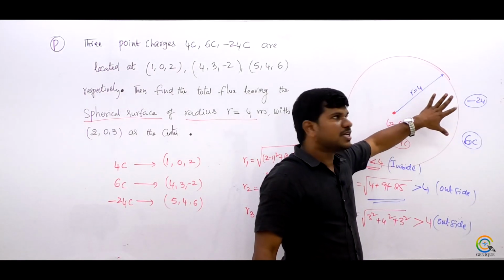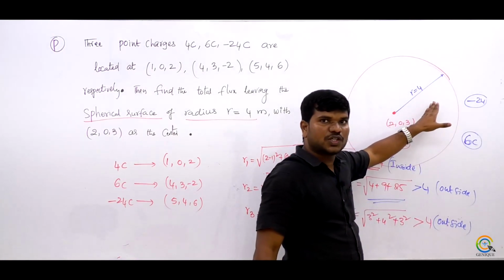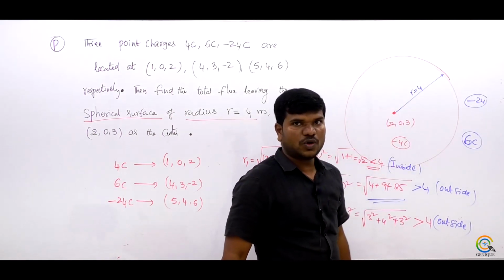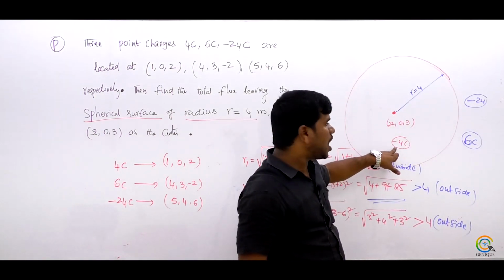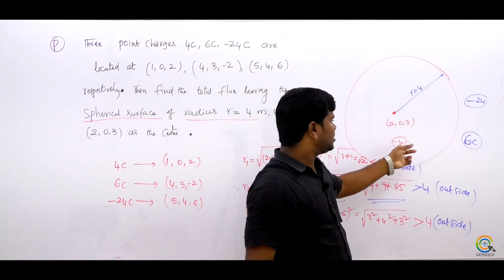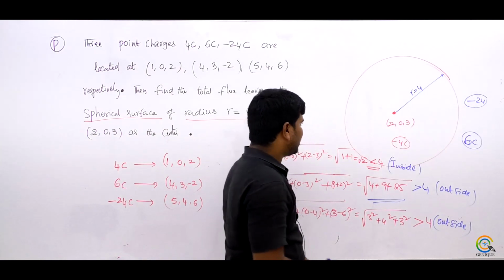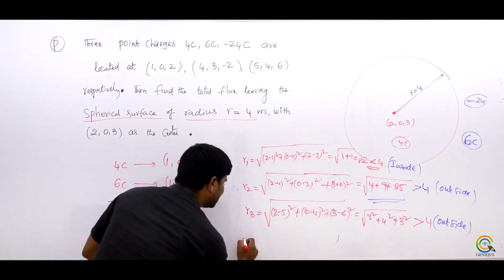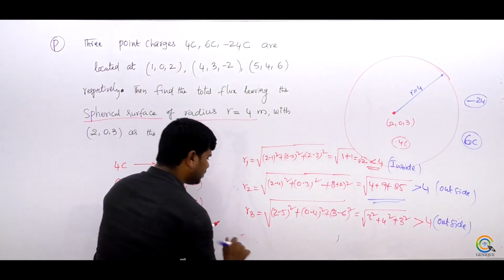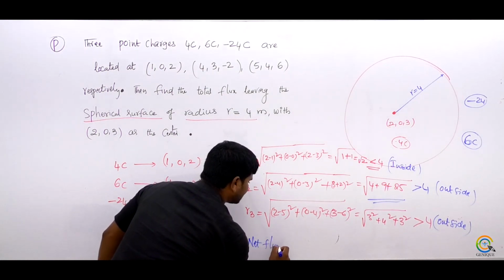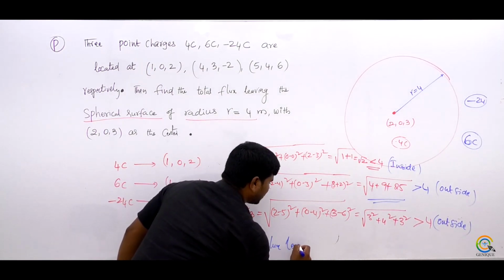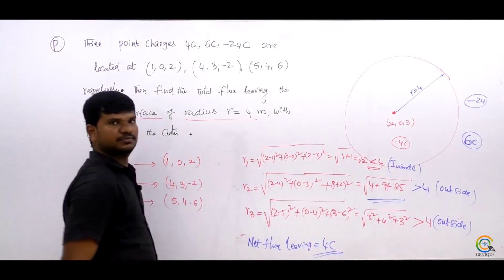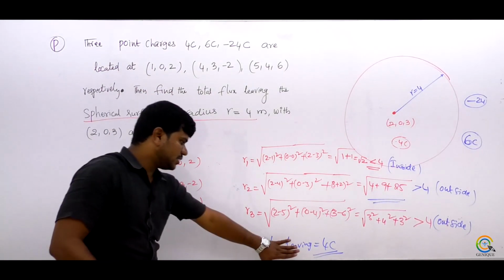So the total flux leaving this closed surface is equal to the total charge included in this surface. What is the charge included in this? The charge present in this surface is only 4 coulombs. Sorry, it is not minus, it is 4 coulombs. So the net flux leaving, the total flux leaving, is equal to 4 coulombs. This is the answer.